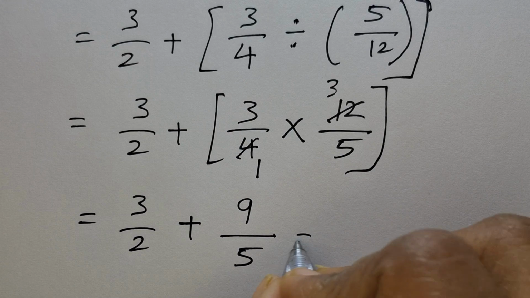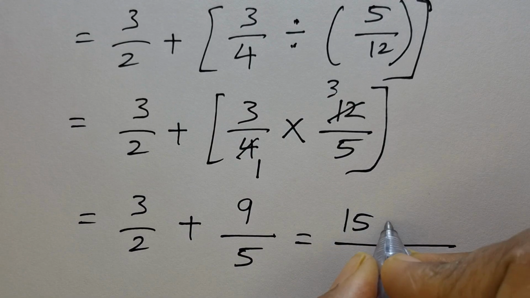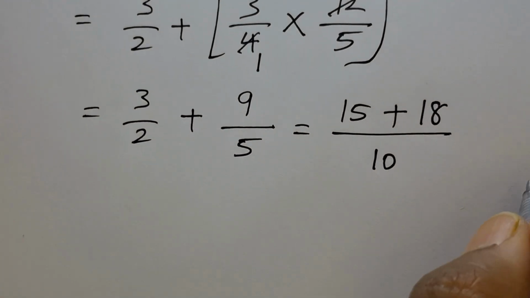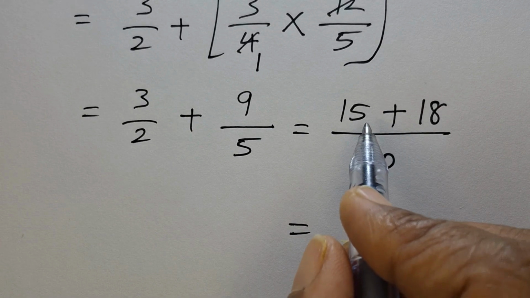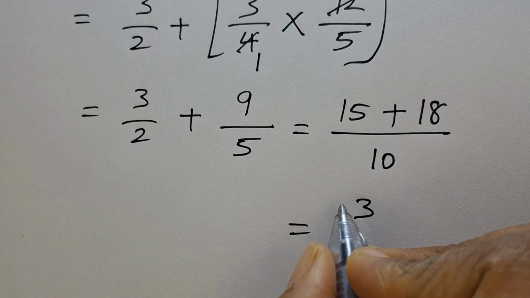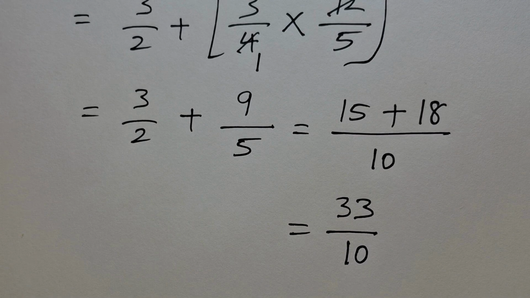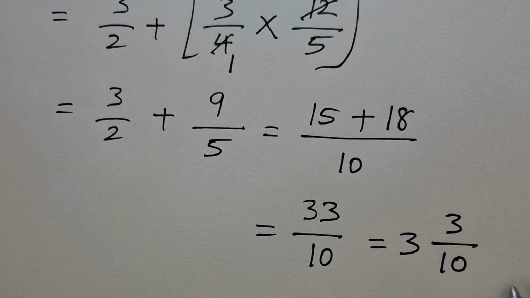Here again we have to take the LCM because the operation in the middle is plus. So 3 by 2 plus 9 by 5 is equal to 10 is the LCM denominator. So 15 plus 18, 9 twos are 18. So 15 plus 18 is 33. 33 by 10. So that is equal to, we have to convert it into a mixed fraction. So we'll get 3 3 by 10. So 3 3 by 10 is the answer.